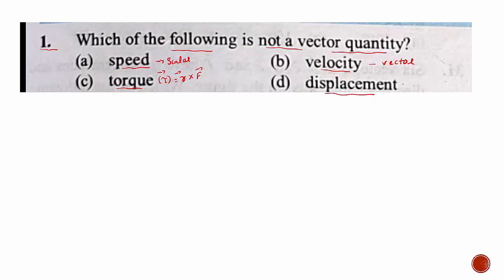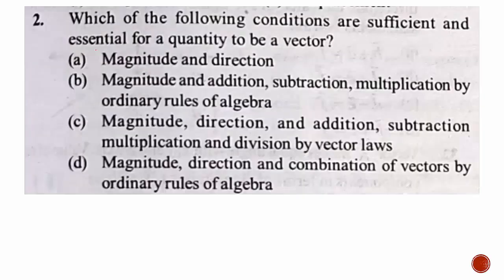Then displacement. Displacement is the shortest distance between any two points. Displacement is a vector quantity. So which of the following is not a vector quantity? The answer is option A, speed. Speed is not a vector quantity. It is a scalar quantity because it is having only magnitude.